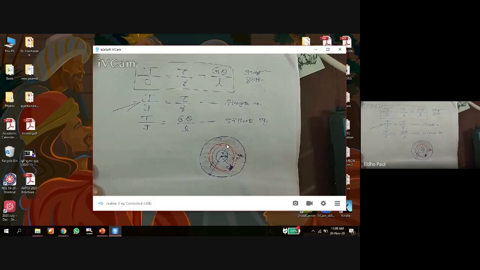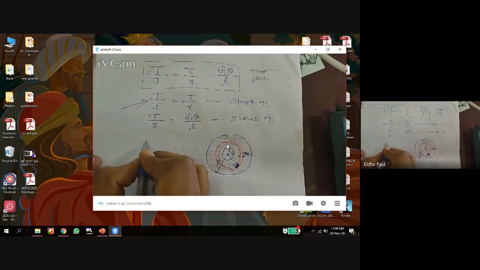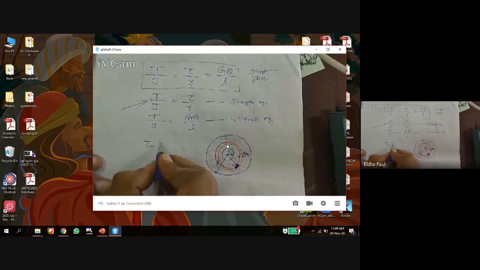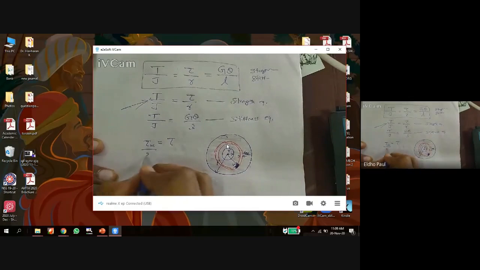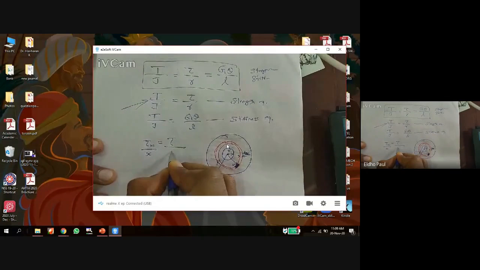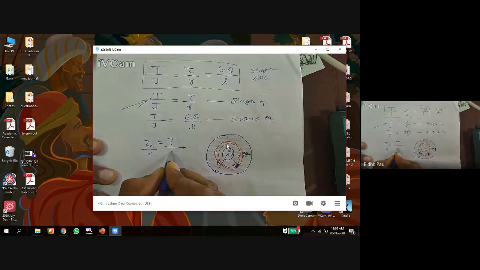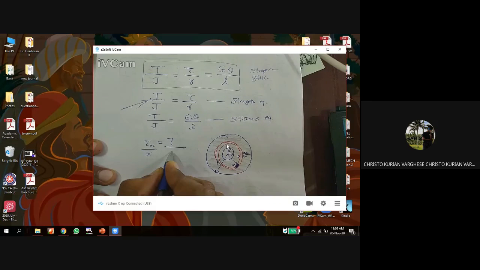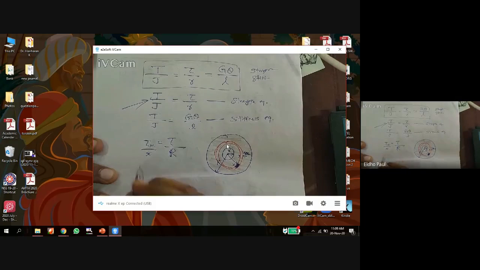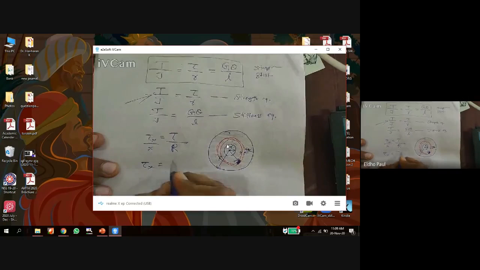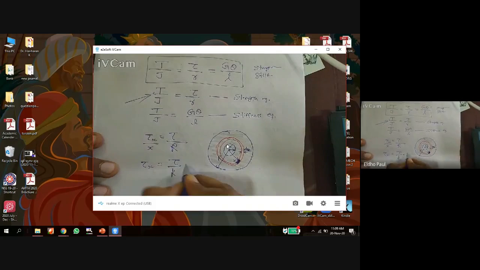dx, that means the elemental area. What is the shear stress? Similar to the previous case, tau x by x equals the maximum shear stress by small r or capital R. Which one is it? Where is the location of maximum shear stress? Capital R. So tau x equals tau by R into x.